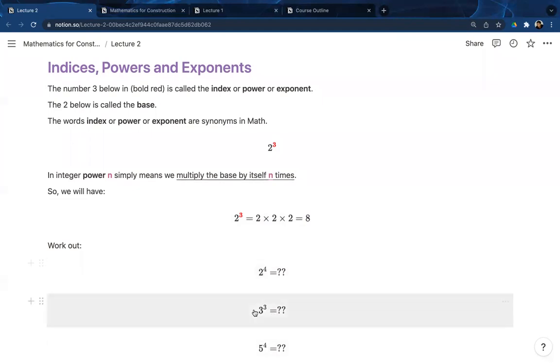What is 2 to the 4? What is 3 cubed? What is 5 to the power 4? You don't need a calculator. Try and work it out without a calculator.